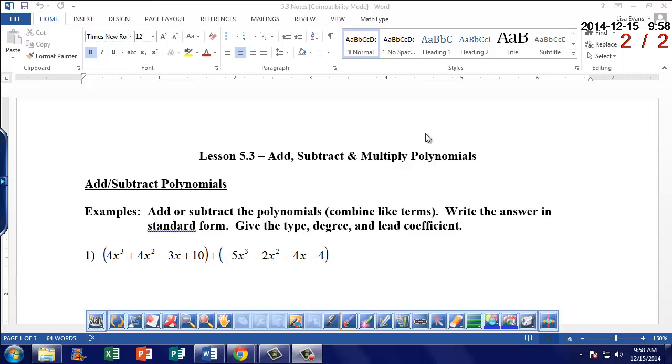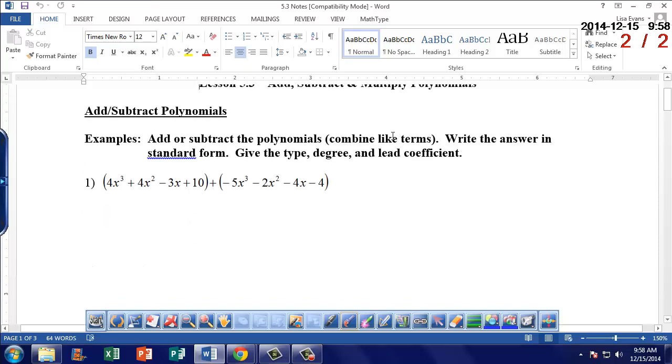We're going to write our answers in standard form, and we're going to give the type, the degree, and the lead coefficient, just like we did in yesterday's notes. Okay. So this is just addition. Addition is good because I don't have to mess with any signs. I'm just going to line them up.